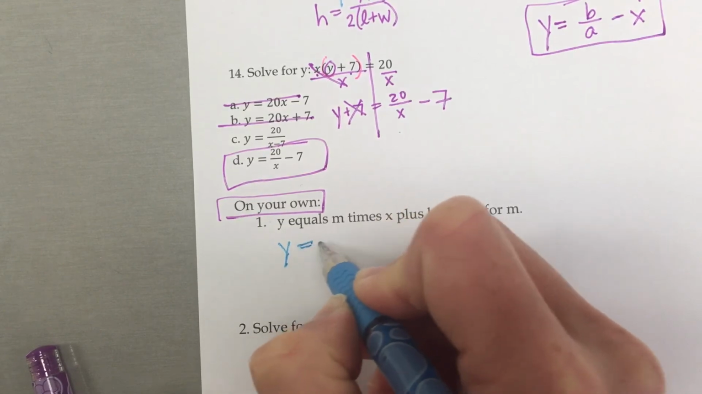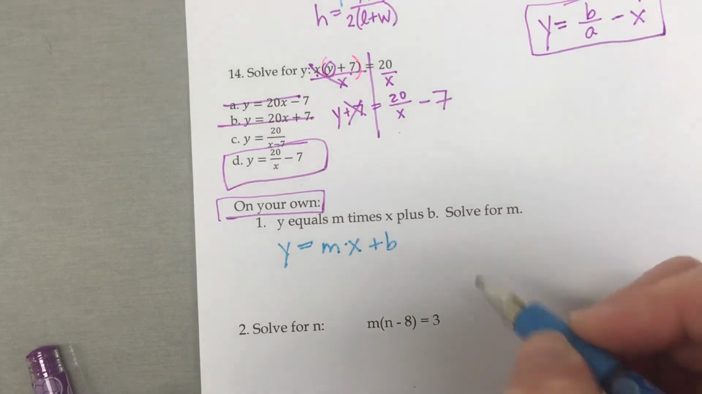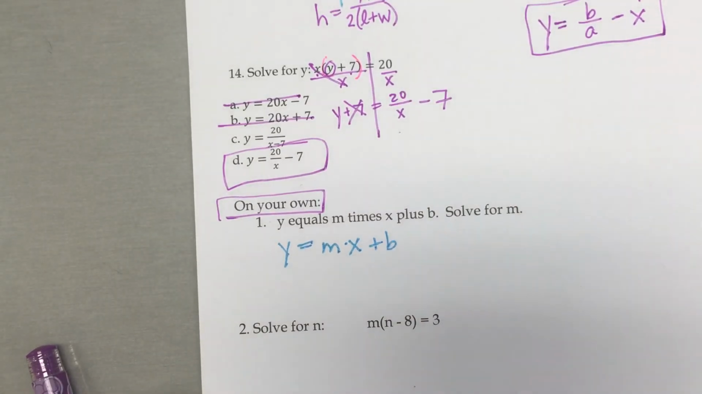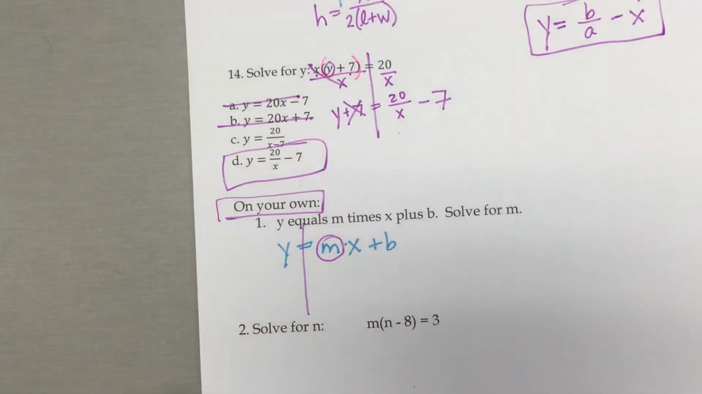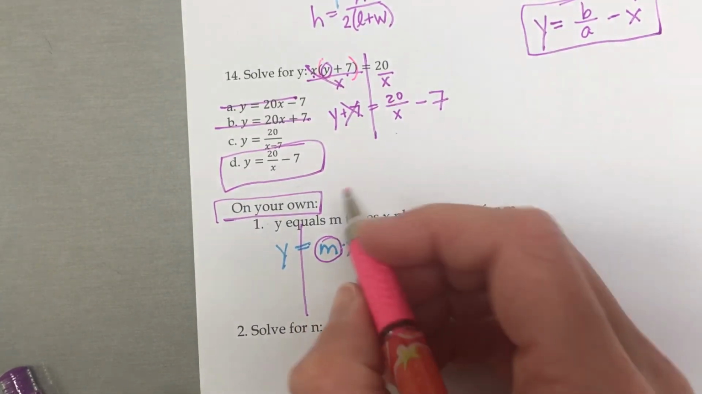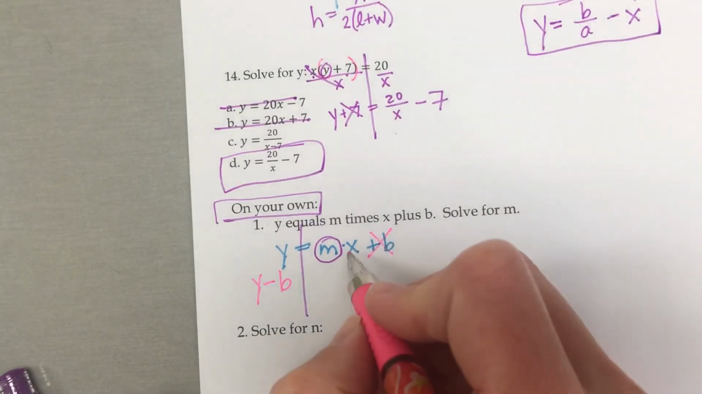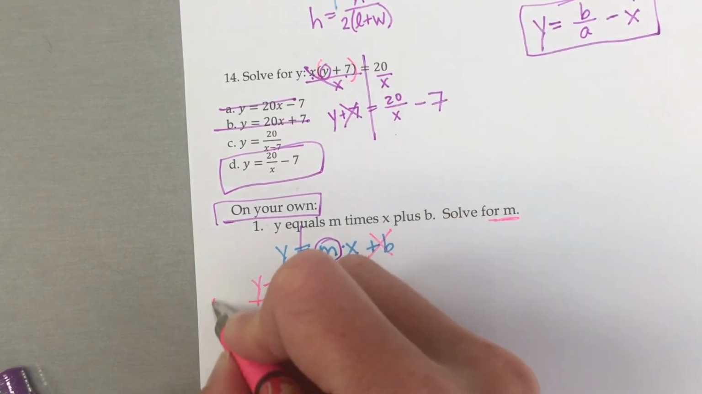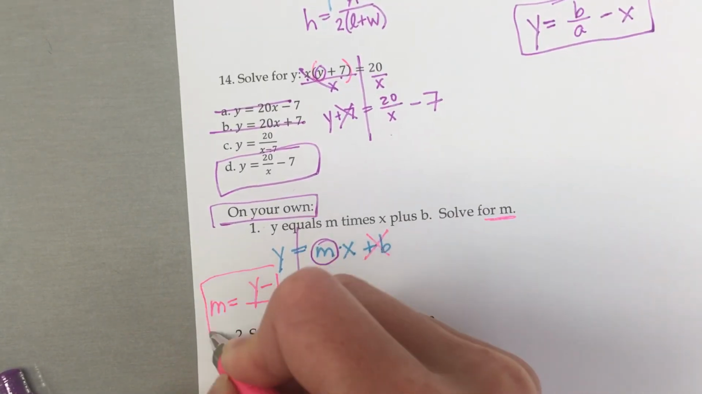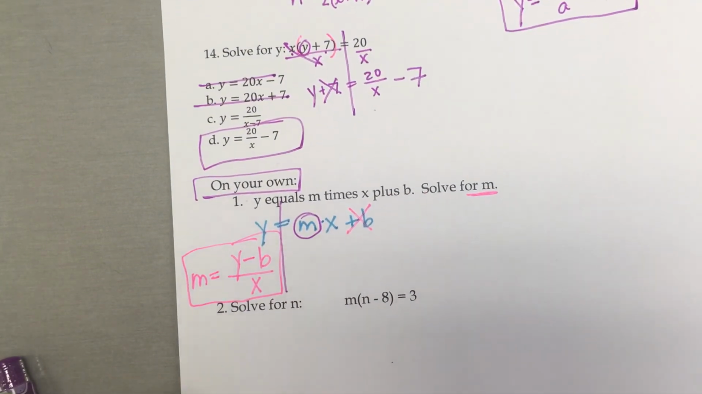All right, y equals m times x plus b. Solve for m. All right, m and x are best friends, so you should subtract b. And then to get rid of x, you're going to divide by x. And you're solving for m, so your answer is going to be m equals. Did you get that right? Pat yourselves on the back if you did.